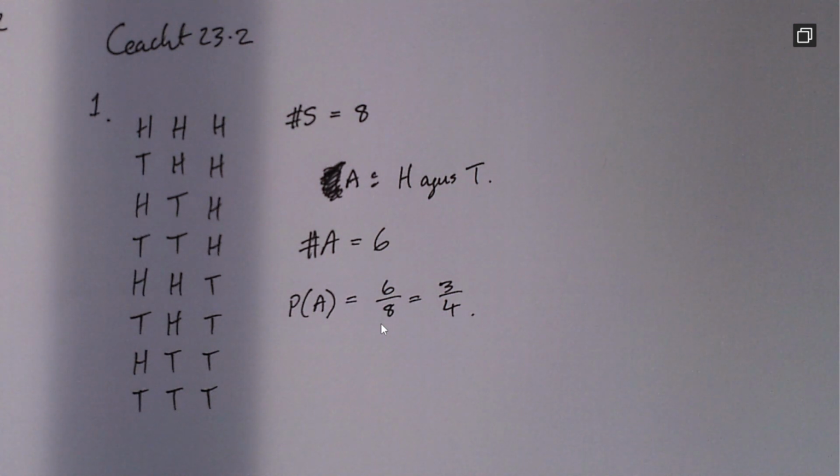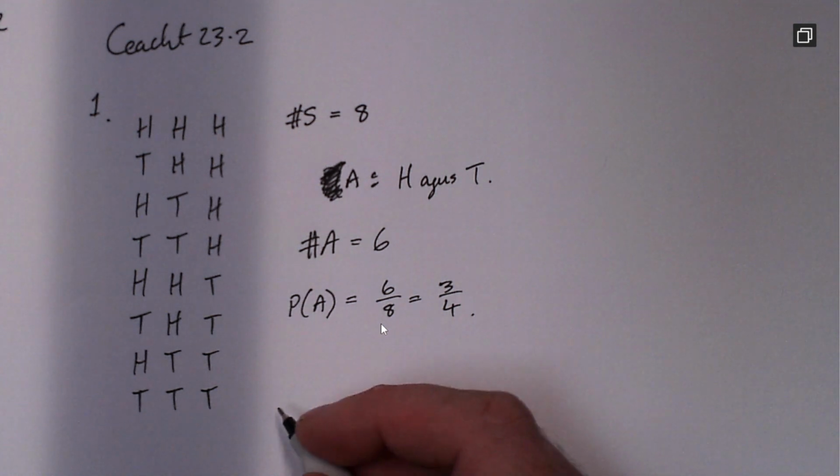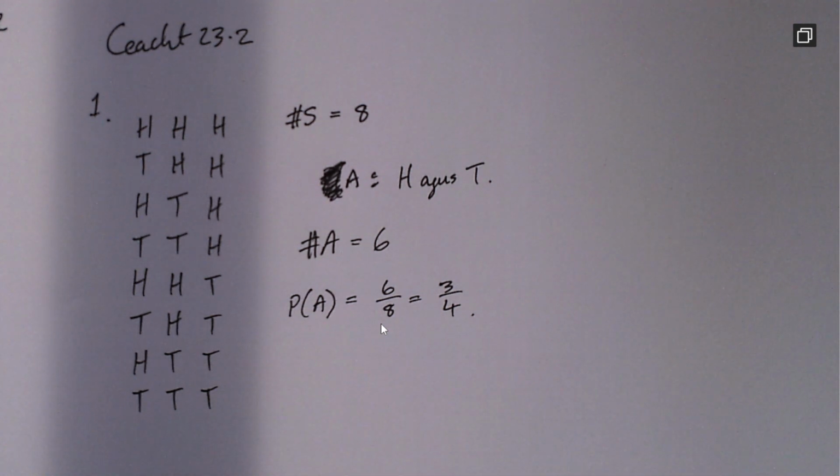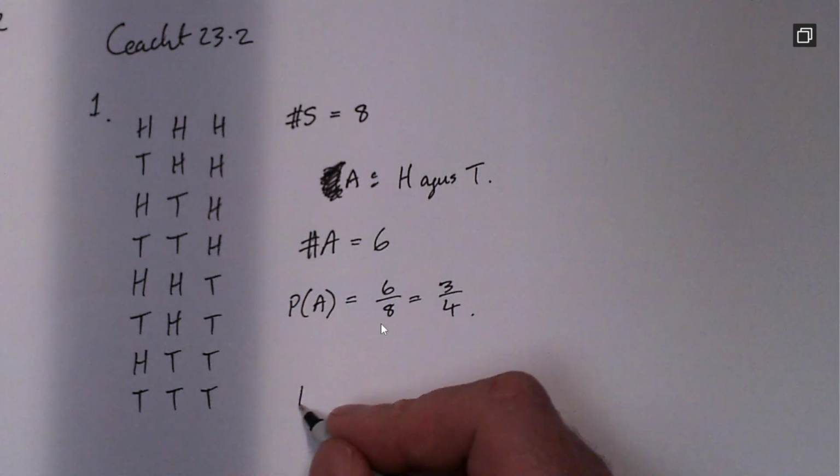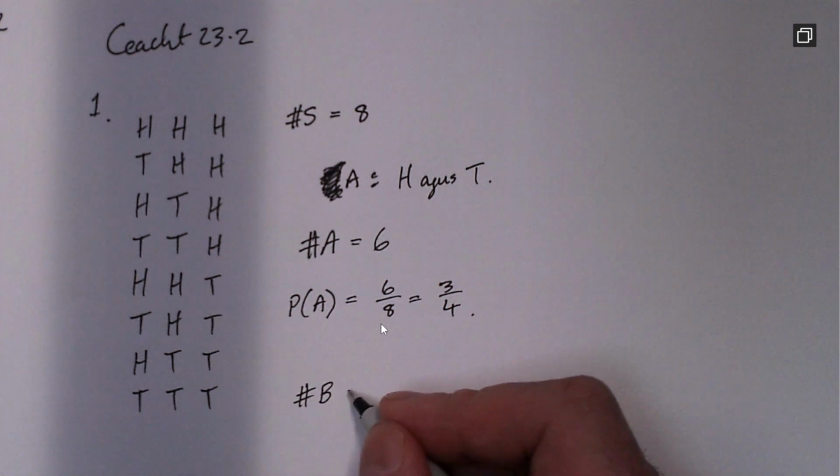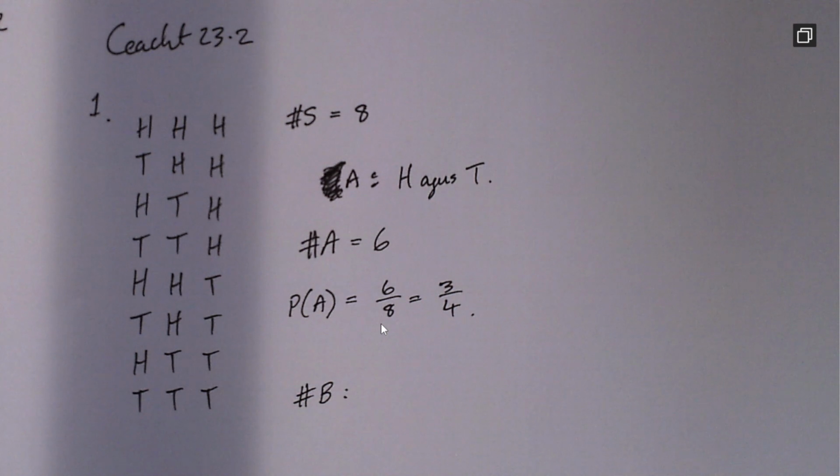Okay, so that is the probability of A. The next task is to find the probability that exactly one tail appears. Let's call that event B. So we need the event B, where exactly one tail appears.